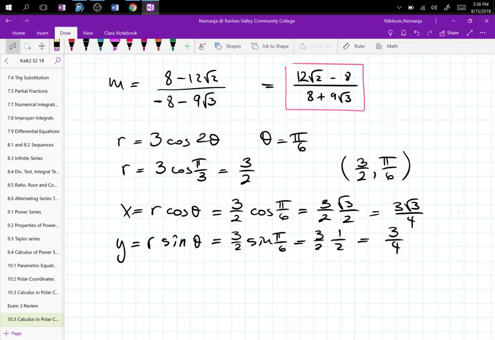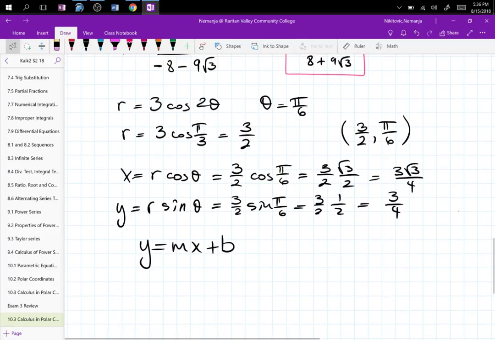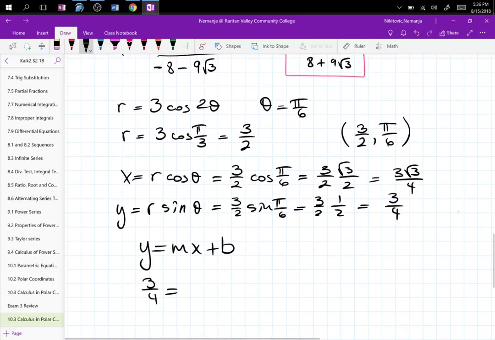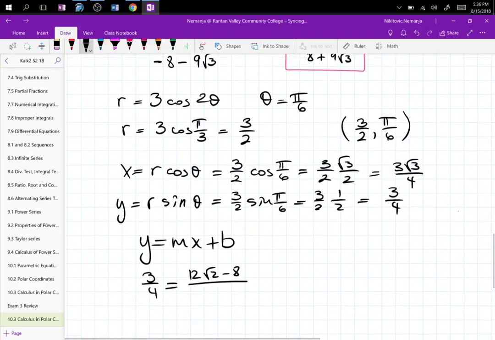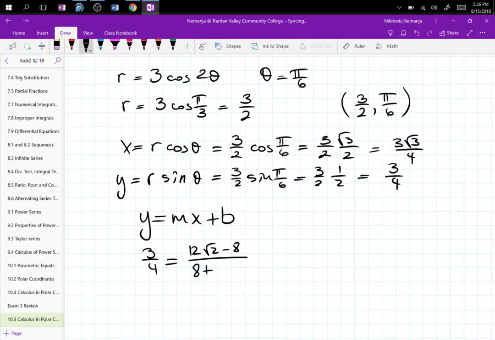So now what we do here, guys, focus. All we need to do now is just to say y equals mx plus b, and we're done. So y is 3/4, m is 12 root 2 minus 8 over 8 plus 9 root 3, times 3 root 3 over 4, plus b.